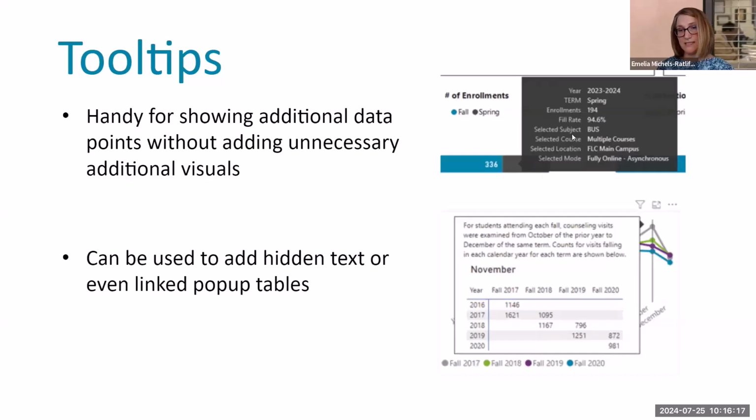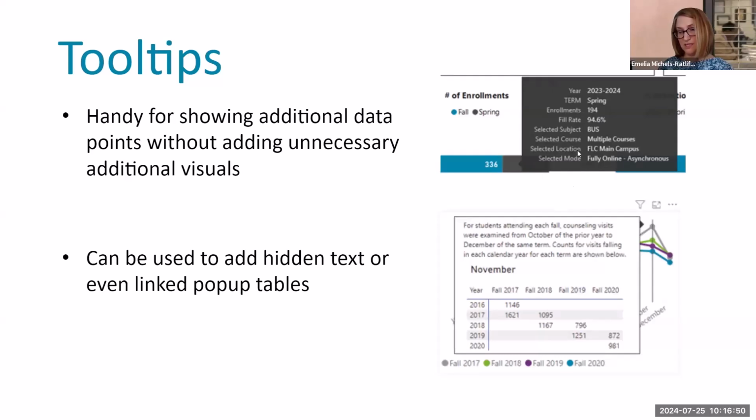Down here where it says selected subject, course, location, these are calculated fields that I created so that it's showing what I want of the filters. So when you're like, what is in this bar? It's going to tell you what you filtered to, what filters you have applied. And when you hover the mouse pointer over, it's going to tell you everything about the data that's in this bar.